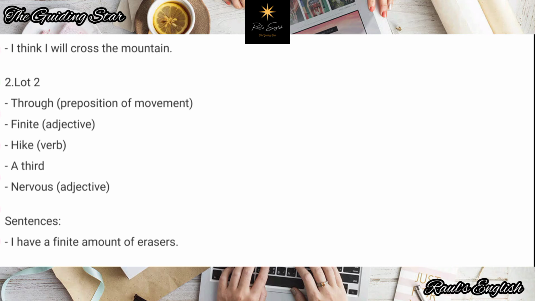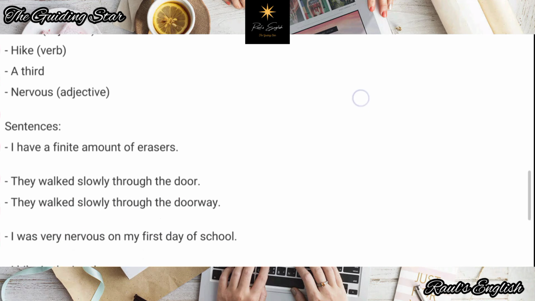So these are the words we shall look at: through, finite, hike, a third, and nervous. Alright, let's see. And you have to use these words in their correct or intended form. Sometimes you do, sometimes you are not able to make those sentences or use those words. It's alright, everybody's learning and improving. Alright, I have a finite amount of erasers.